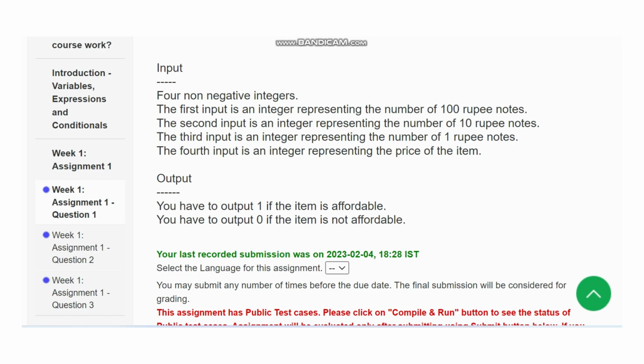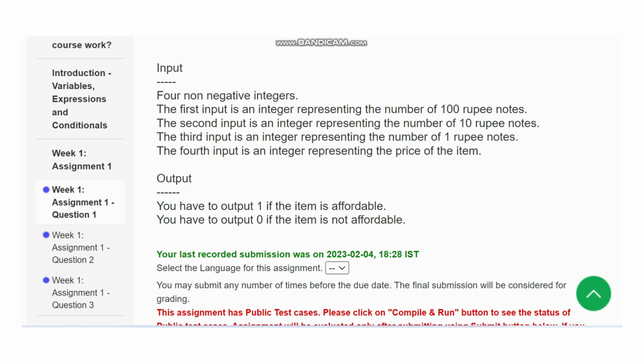And the fourth input is the cost of the particular item which you want to purchase. Suppose your item cost is less than 222 rupees, then we get the output as 1. That means the item is affordable. Suppose your product cost is greater than 222 rupees, then we get the output as 0. That is the problem statement they have given.